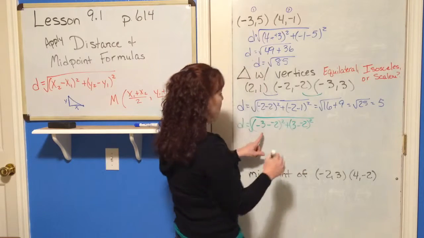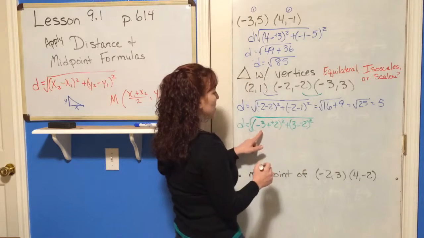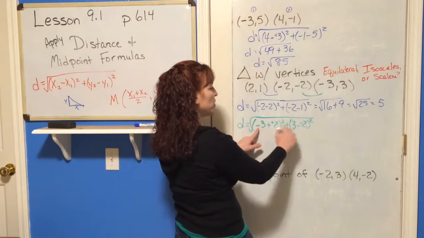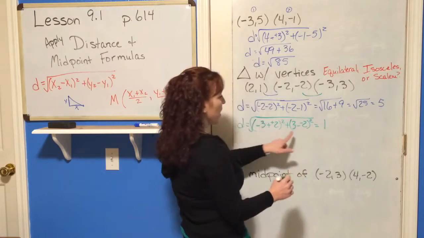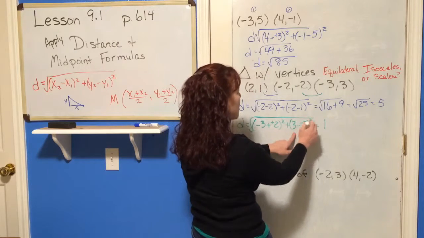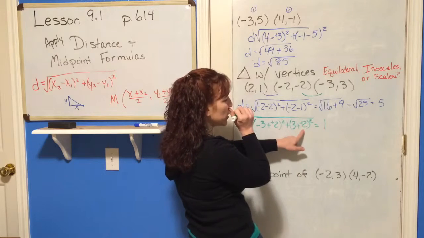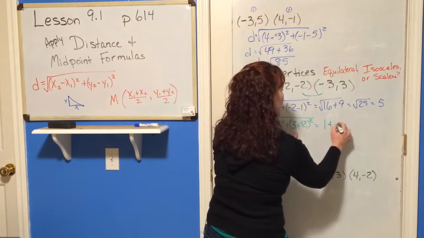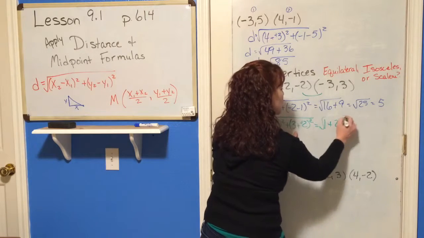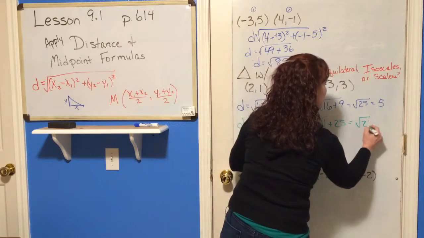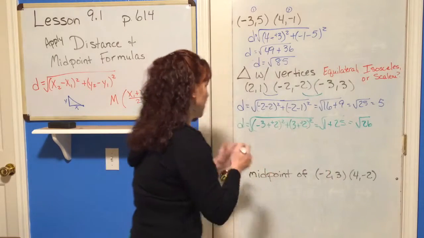Negative 3 minus a negative is plus a positive, so negative 1 squared is 1. And 3, did I do that right? Yes, this is positive 3. So now 3 plus 2 is 5 squared is 25, and I want the square root of that, so the square root of 26, which I can just leave.